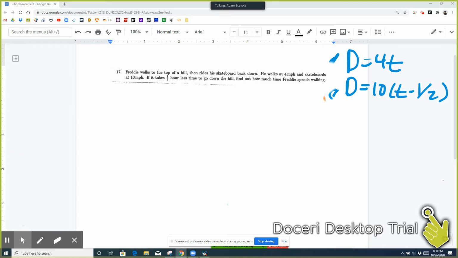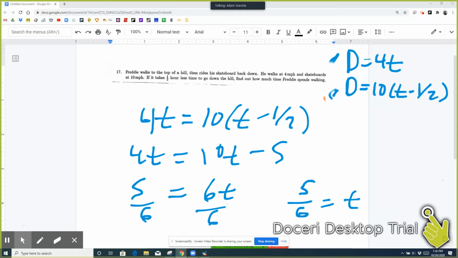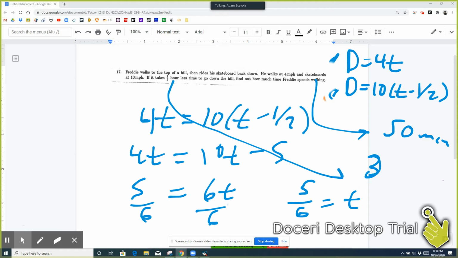To do this without a calculator, you would just do 4t, and you could use a calculator too, but you might have to do it without one. We're just going to distribute the 10, then subtract 4t, add 5, and divide by 6, and we get 5/6 of an hour for time. So that t was how much he spent walking. So he spent 50 minutes walking, and the time he spent skateboarding was a half an hour less, so that's 20 minutes skateboarding. And that's our answer: 50 minutes walking up the hill and 20 minutes coming down the hill.